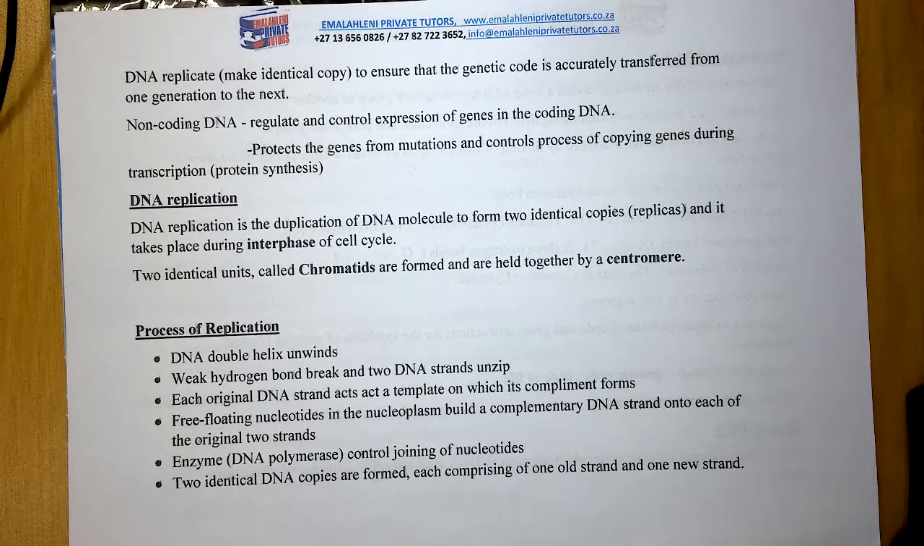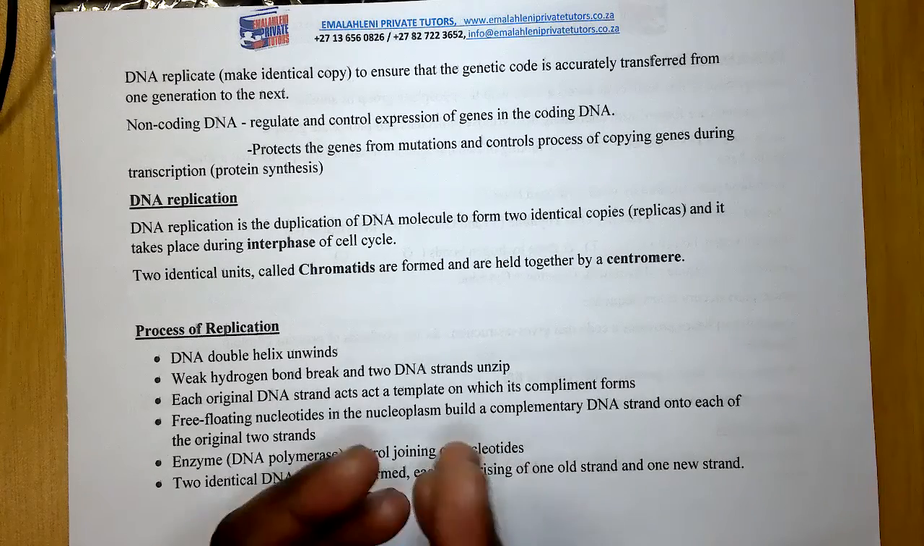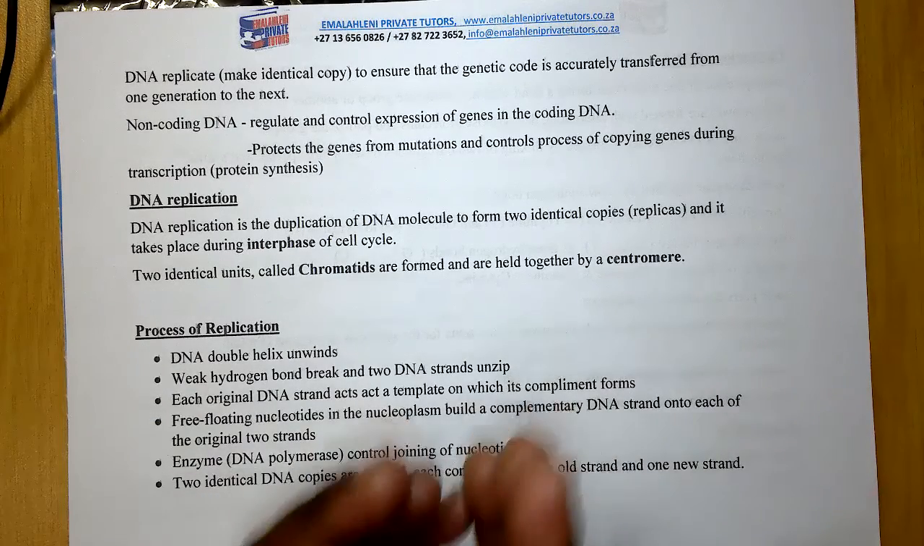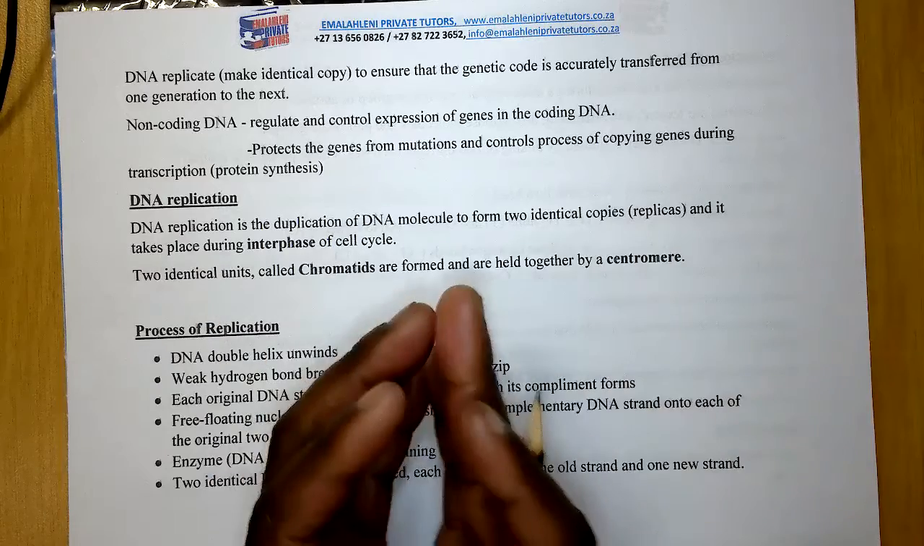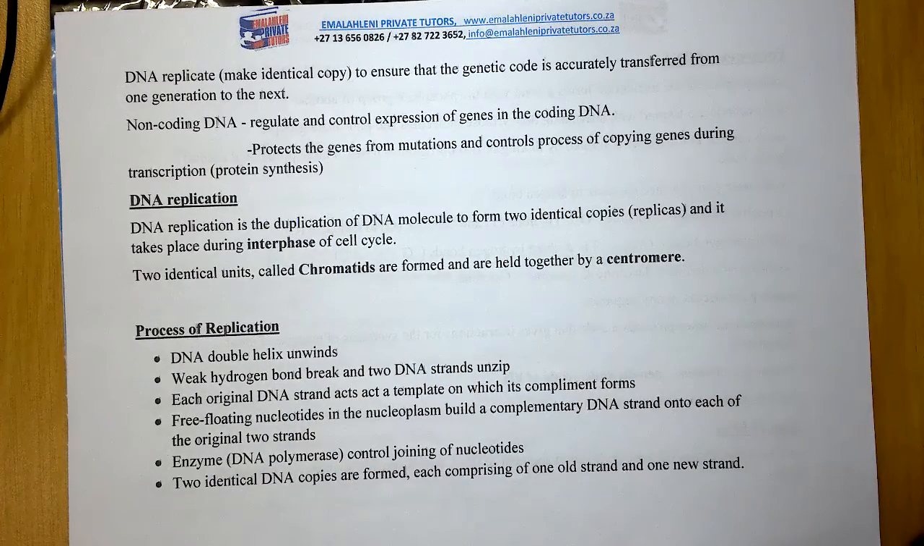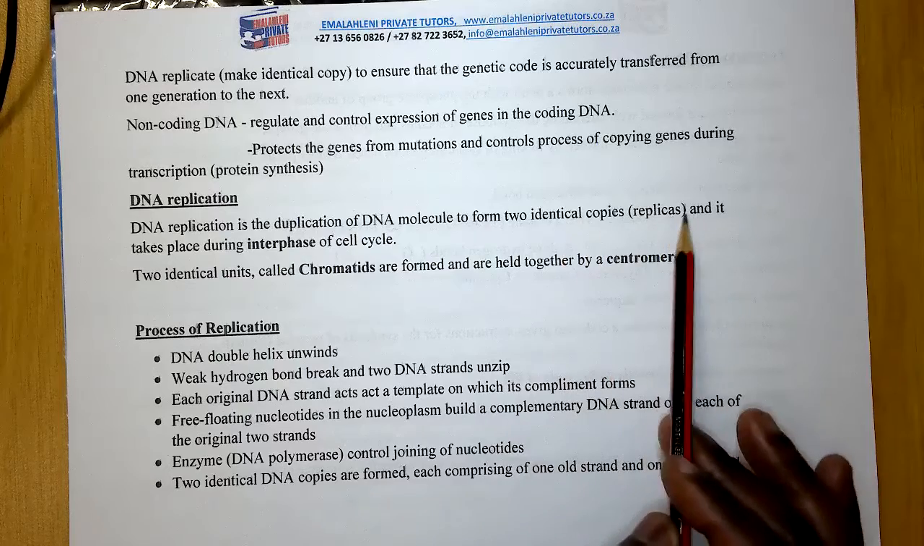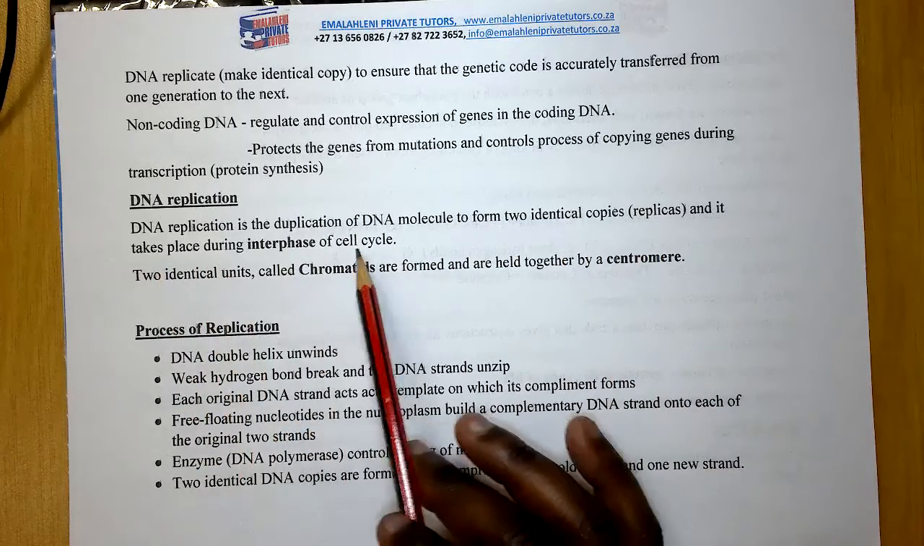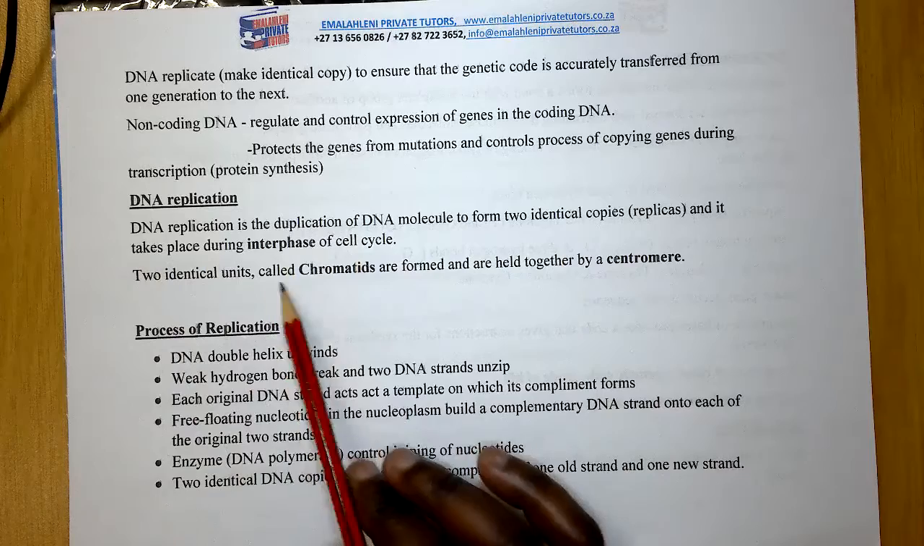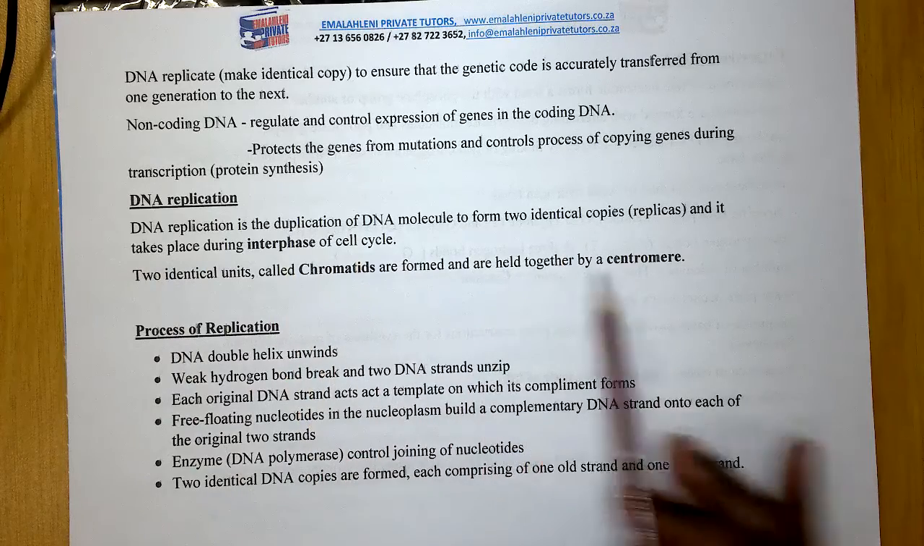Now, let's look into DNA replication. DNA replication is when a DNA makes a copy of itself. So DNA replication is the duplication of your DNA. You're making double DNA. When you have one DNA, you're making another DNA which is identical to the previous one. So DNA replication is the duplication of a DNA molecule to form 2 identical copies, which are replicas, and it takes place during interphase of the cell cycle. Now, 2 identical units called chromatids are formed and are held together by a centromere.